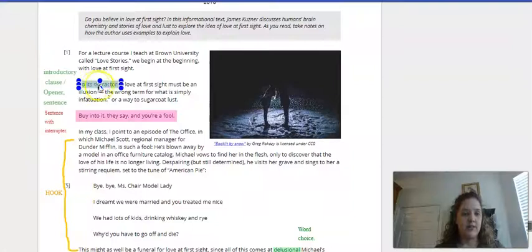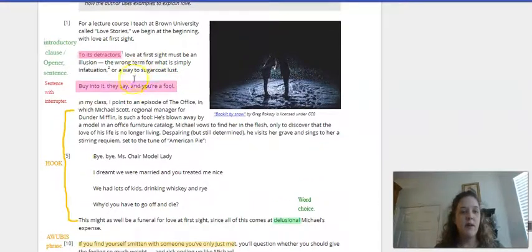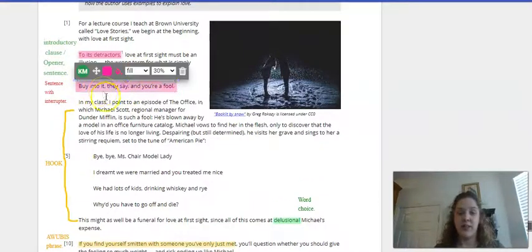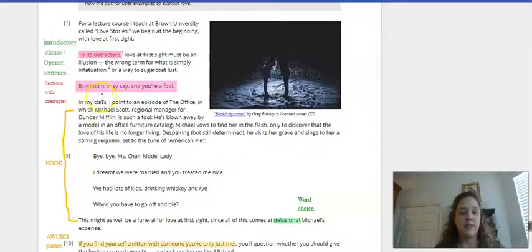So right here, you can see that I have identified an opener, right? So you've got this opener, "To its detractors," comma, "love at first sight," and then you have the whole sentence. Here is an example of a sentence with an interrupter. So you've got this first part of the sentence here, comma, "they say," comma, and then the rest of the sentence. So you could actually take out this interrupter and still have a sentence: "Buy into it and you're a fool." So they just added this interrupter into that sentence. That's just a writing technique.